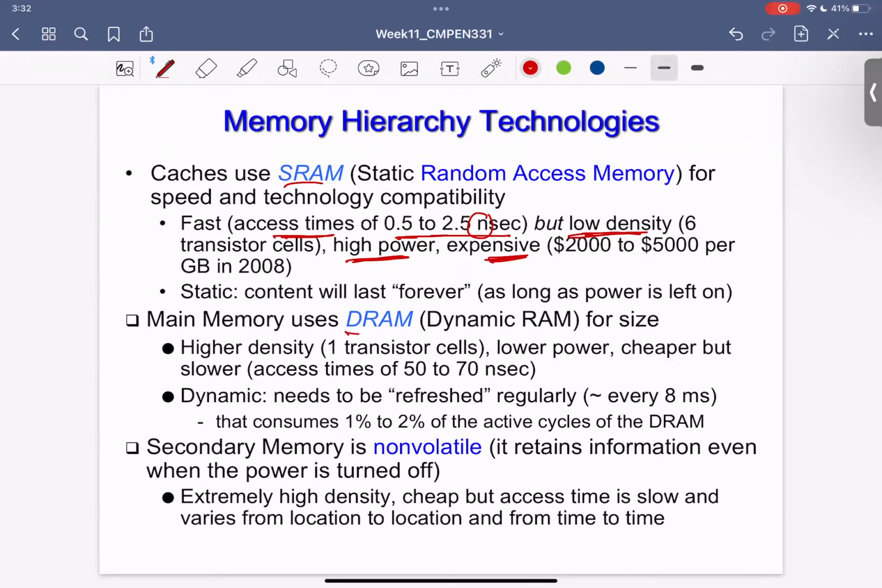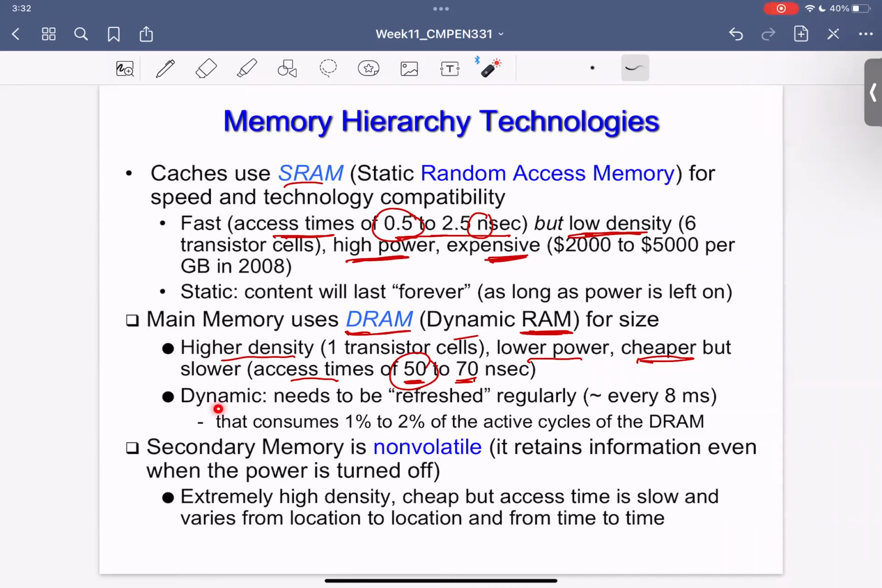On the other hand, the DRAM, which refers to dynamic random access memory, has higher density than the SRAM, lower power than the SRAM, and it's also cheaper than the SRAM. But the drawback, again, is the access time: 50 to 70. Can you see? This is 0.5, this is 50. That means it is approximately 100 times slower than the SRAM. Huge amount. Yes, it is much bigger, cheaper, and lower power, but you are losing other stuff on the other hand.